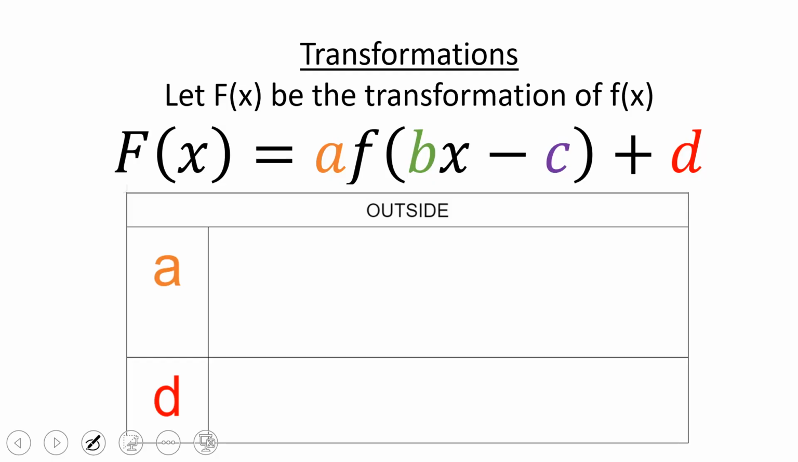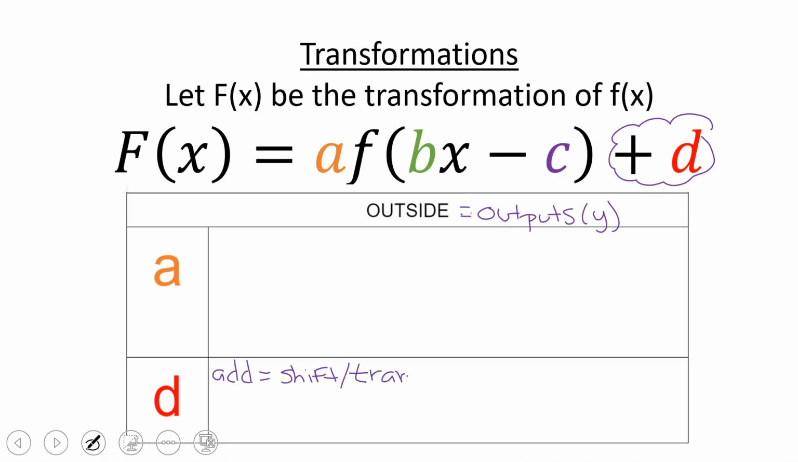If you manipulate the outside of a function, that's going to affect the outputs, which are your y values. So I'm going to start with this one out here. If I add to the outside of a function, that's going to change my y values by making them larger. So this is a shift, or another word you'll see us use is translate. And it's going to cause all of my y's to get bigger, so it's shifting everything up. If I subtract from the outside of the function, it's the same movement, but instead of up, I'm going to go down.